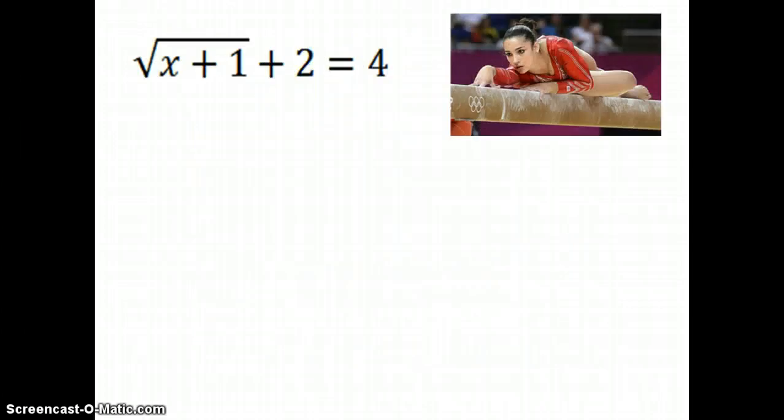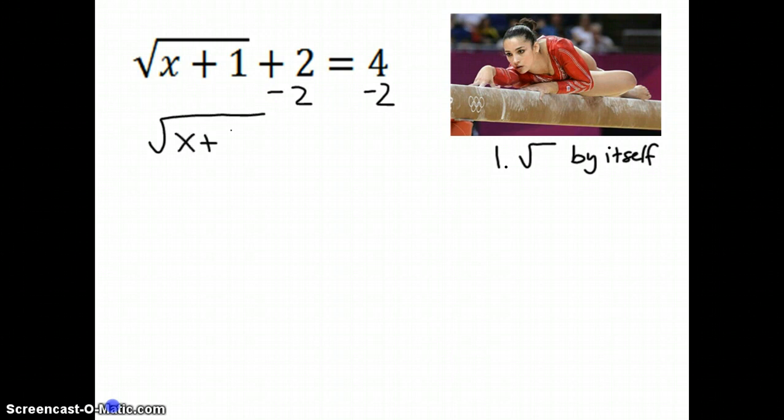Like I said, we're getting the x by itself. Not a big deal. If you want some steps, the first step is to get the square root by itself on one side of the equation. So that means we're going to have to subtract 2 from both sides. We get the square root of x plus 1 equals 2.